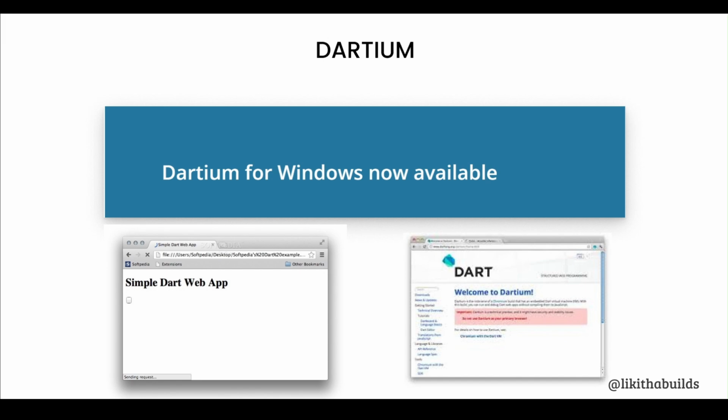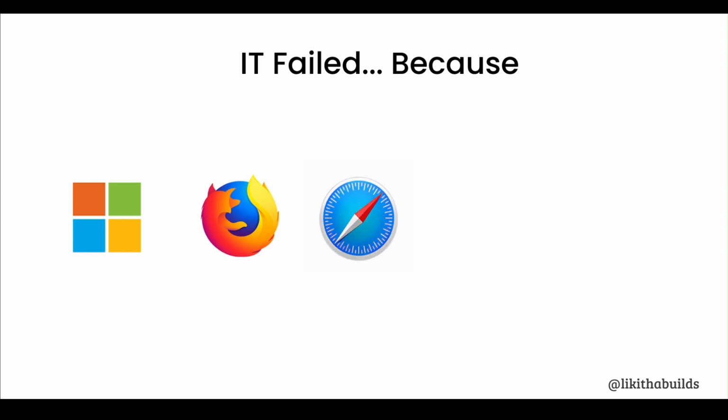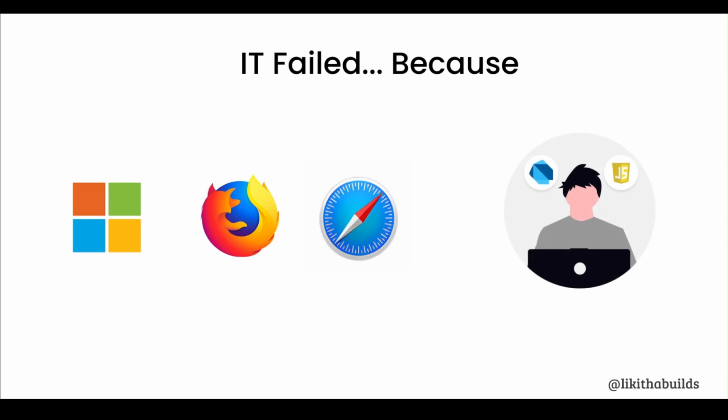This web support for web apps built with the help of Dart actually failed, because companies like Microsoft, Mozilla and Safari didn't accept Dart as another web language. Because of the confusion, they didn't want to have two languages for web apps. And on the other side, developers also didn't want to build an app which is only supported by one browser. That's where it failed a little bit.